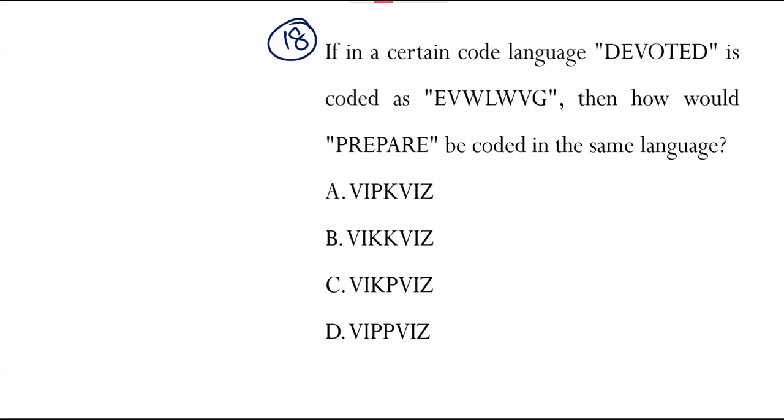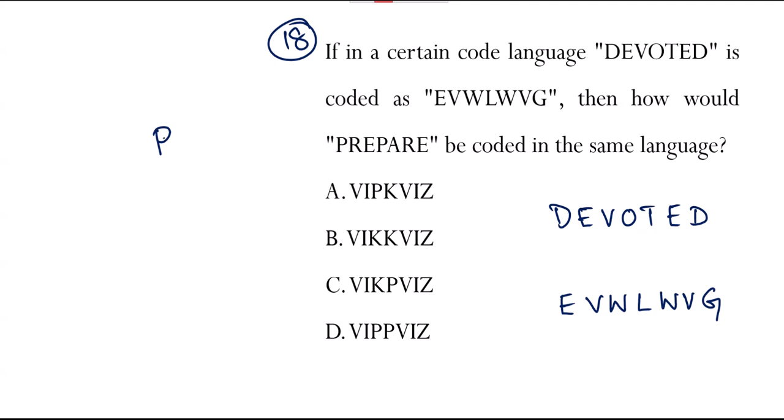So here, if you see this coding and decoding question, always to understand the logic, write the code below. Devoted is given as EVW LWVG. Right, so now prepare is given as what?